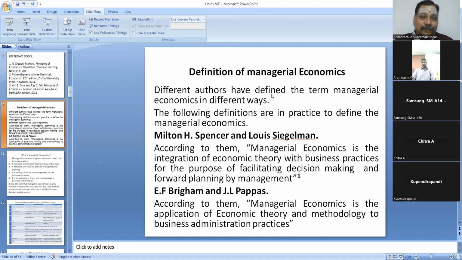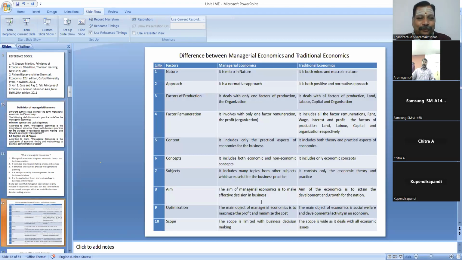So there's a definite question on these 2 definitions in your semester examination. Why? Because the first question will be what is managerial economics, or define managerial economics. If you write these 2 definitions, you can score that mark. And once you know what managerial economics is, then we have to go for the next one, that is how it differs from traditional economics.